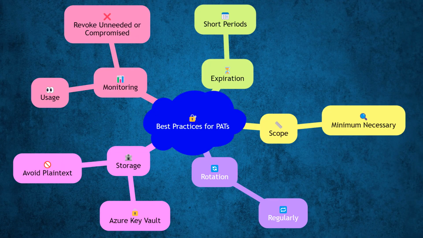For PATs, follow best practices such as using the minimum scope necessary, setting short expiration periods, and regularly rotating tokens. Store PATs securely, such as in Azure Key Vault, and avoid sharing them in plain text. Monitor the usage of PATs and revoke any tokens that are no longer needed or appear to be compromised.